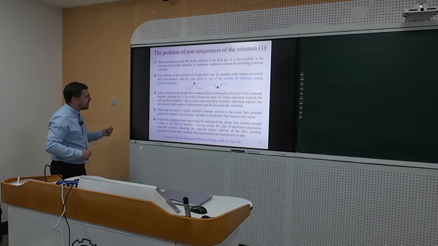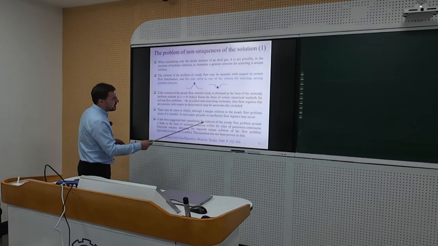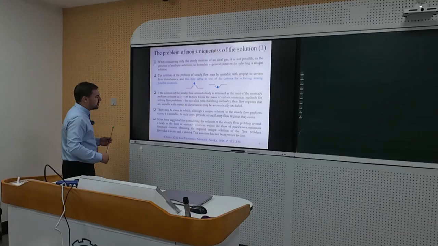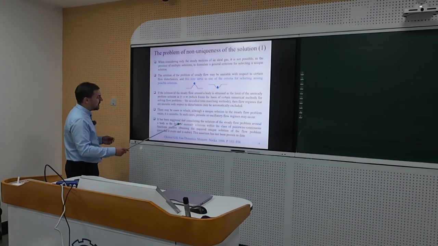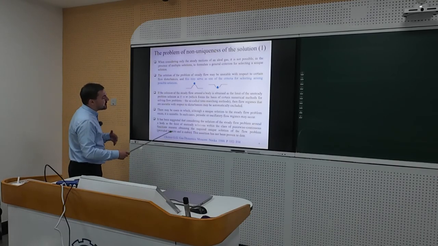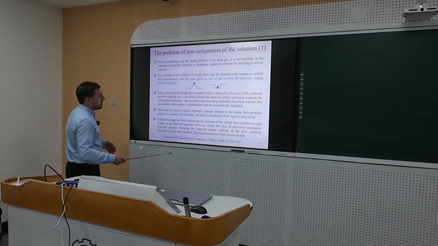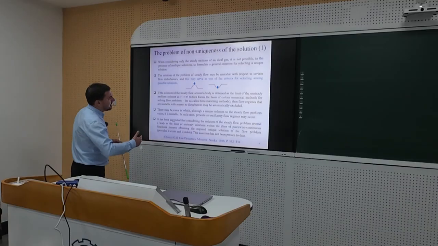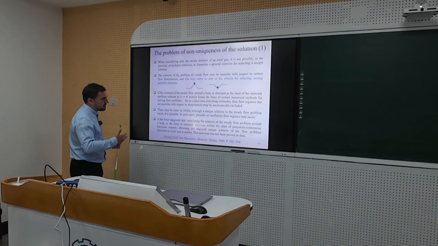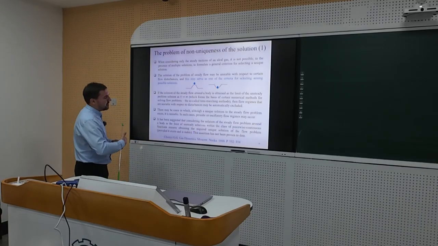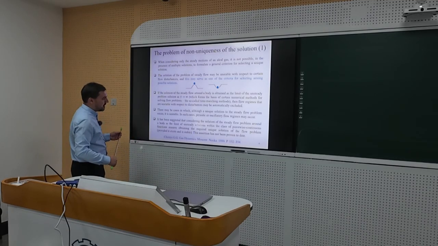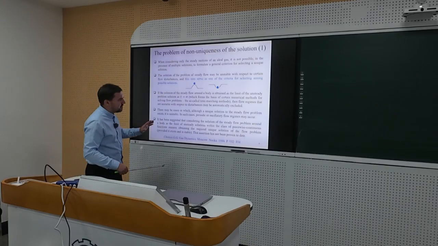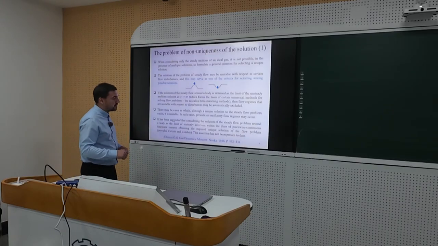So finally, it has been suggested that considering the solution of the steady flow problem around the body as a limit of unsteady solutions within the class of piecewise continuous functions ensures obtaining the required unique solution. So once again, people thought that maybe we should get the stationary solution as a result of some limiting process for non-stationary solutions. But from a mathematical point of view, it was not proved.